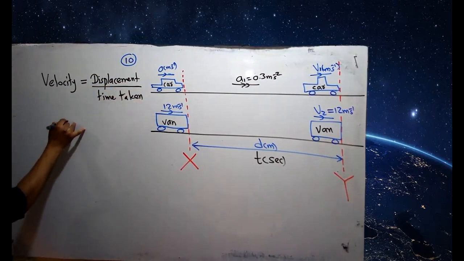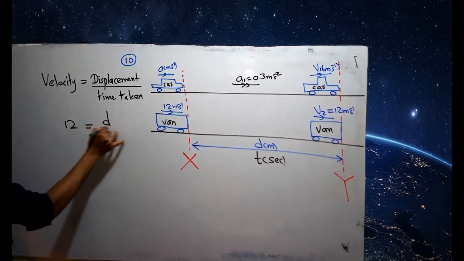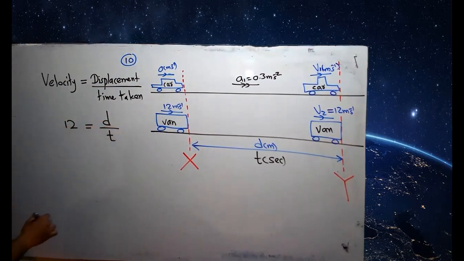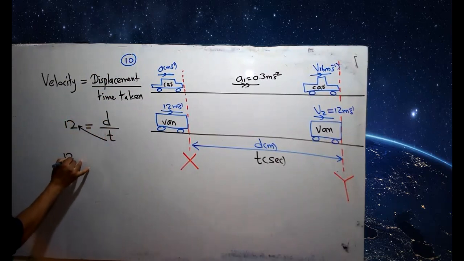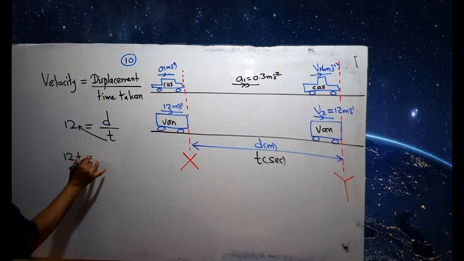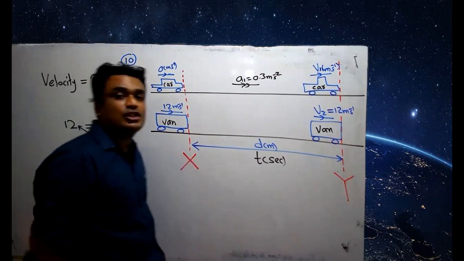Velocity of the van is 12. Is it correct here? Displacement is simply d, time taken is t. If I use cross multiplication, I'll get 12 times t equals d. Let me take this as my first equation.